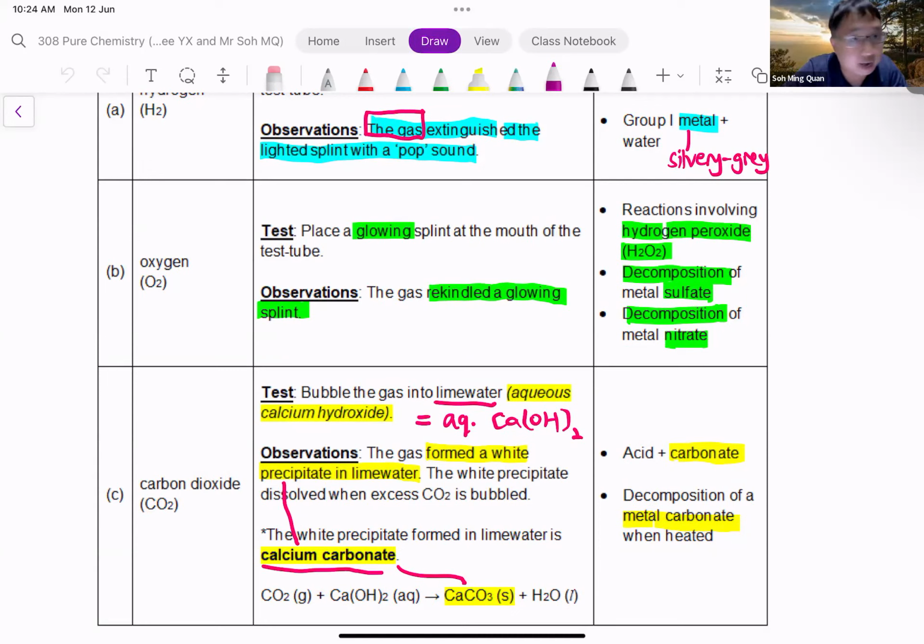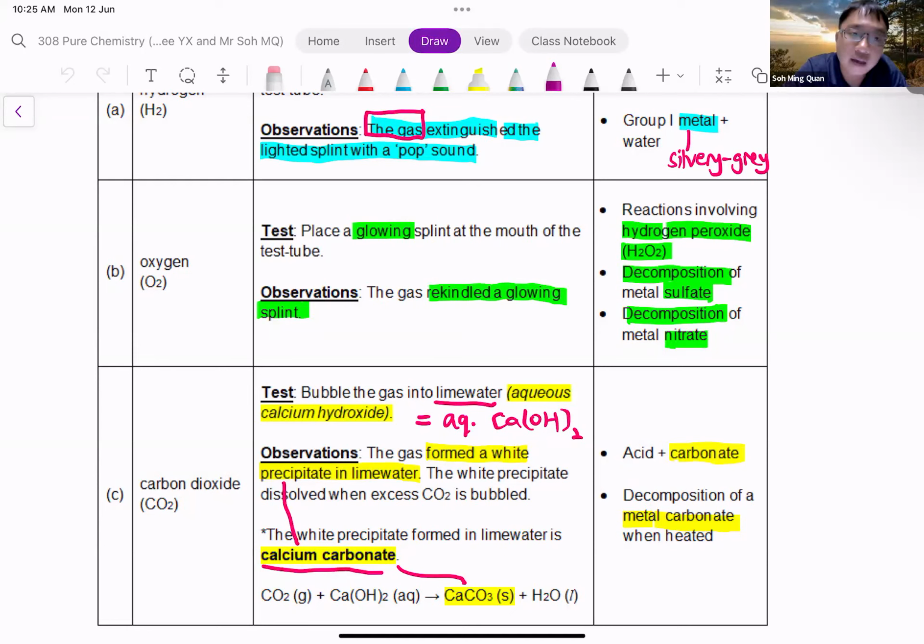How do you know it's a carbonate? Well, the carbonate is not silvery gray. The carbonate is a solid that is not silvery gray. The carbonate is either white, like zinc carbonate and calcium carbonate, or colored, like copper(II) carbonate. Copper(II) carbonate is green. Copper(II) carbonate is quite interesting because it's not blue. Copper(II) carbonate is green.